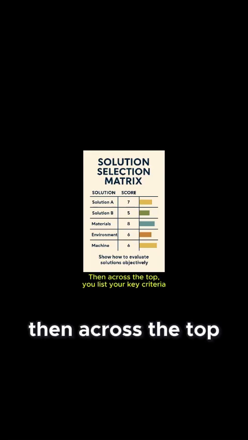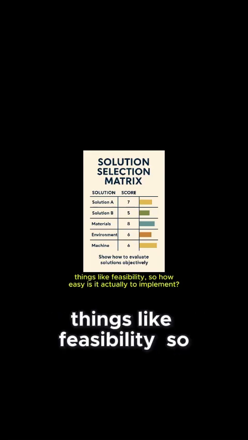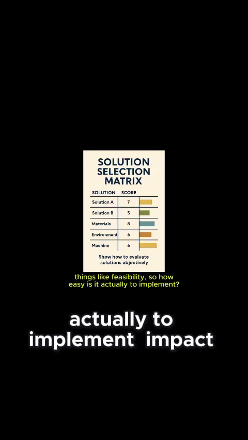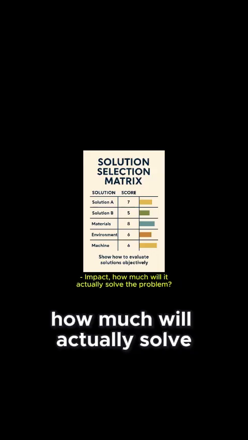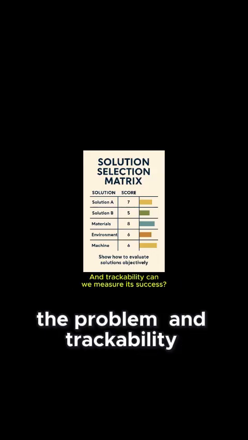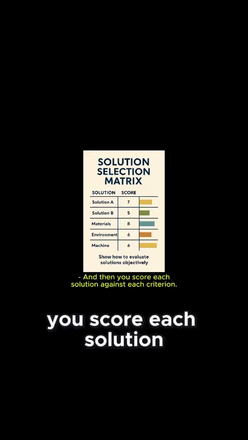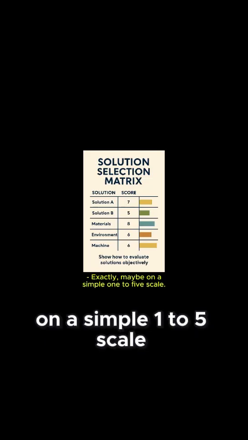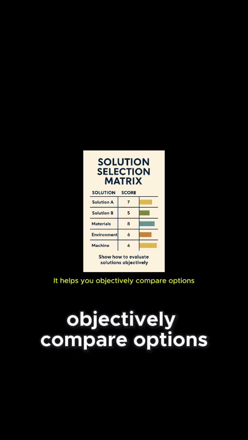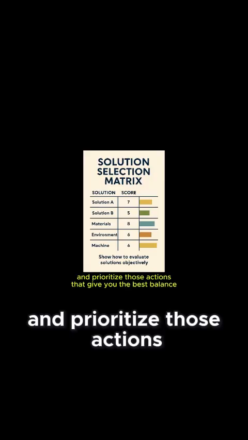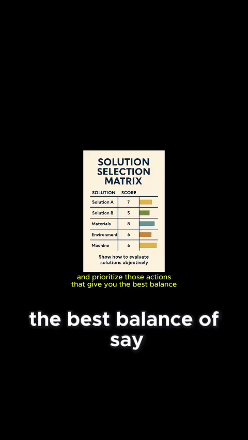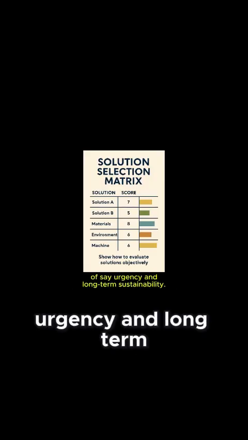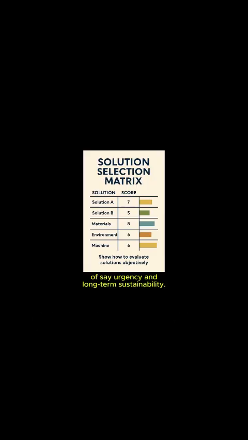Then across the top, you list your key criteria, things like feasibility, so how easy is it actually to implement? Impact, how much will it actually solve the problem? And trackability, can we measure its success? And then you score each solution against each criterion. Exactly. Maybe on a simple 1 to 5 scale. Yeah. It helps you objectively compare options and prioritize those actions that give you the best balance of, say, urgency and long-term sustainability. Take some of the guesswork out.